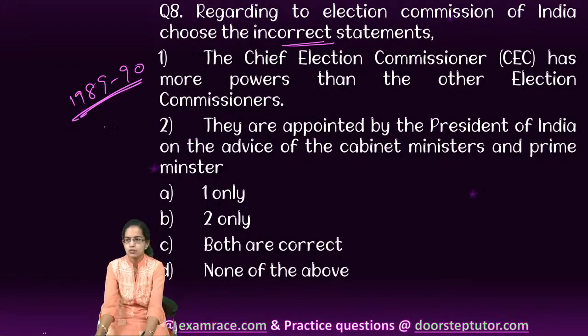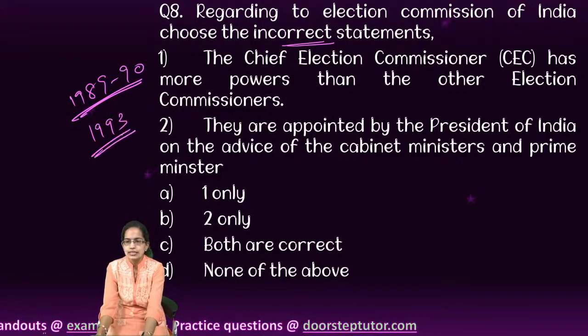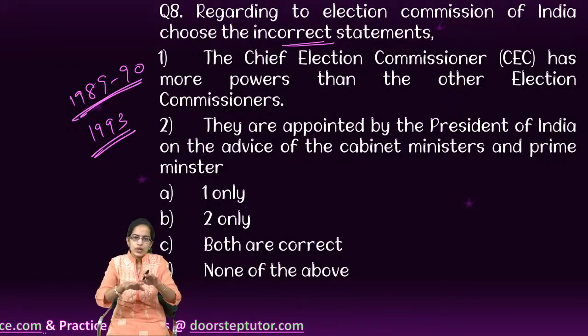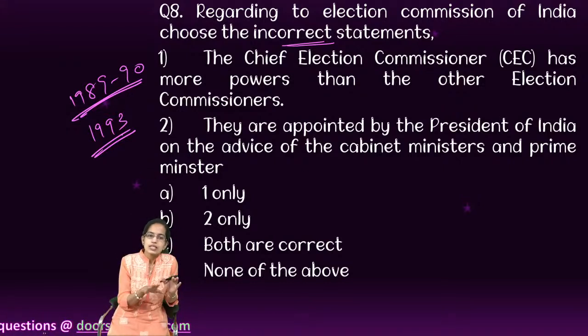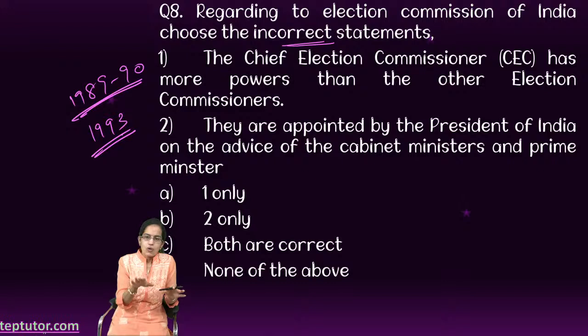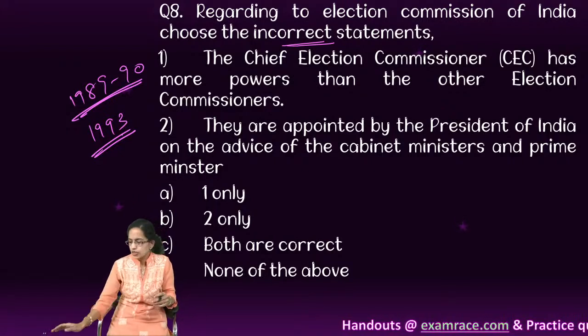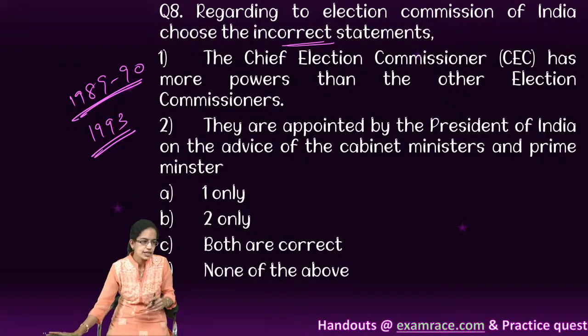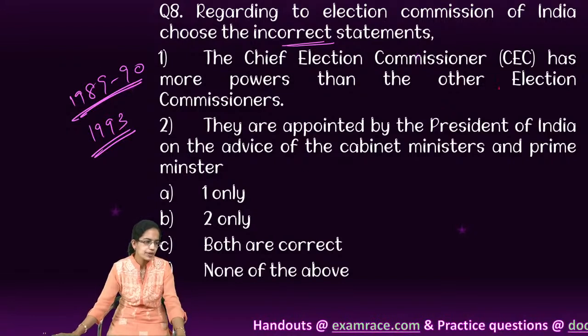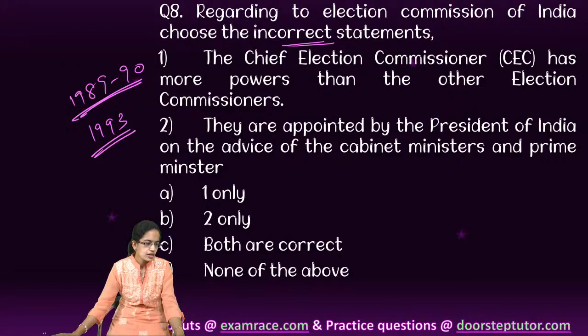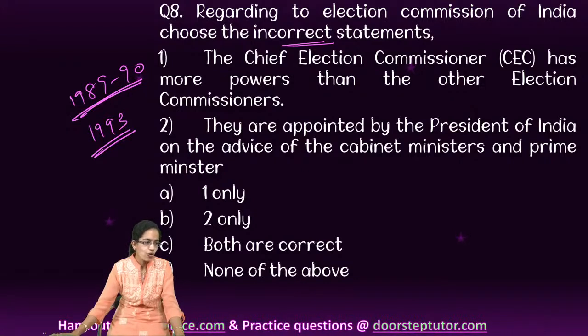However, this was again removed, and later from 1993 there were again 2 election commissioners as part of the election commission, and as of now it remains the same: chief election commissioner plus 2 additional election commissioners. Now based on that we have the 2 statements. We have lots of answers coming in. Great, all of you have the right option here, Kavya, Kazi and others.